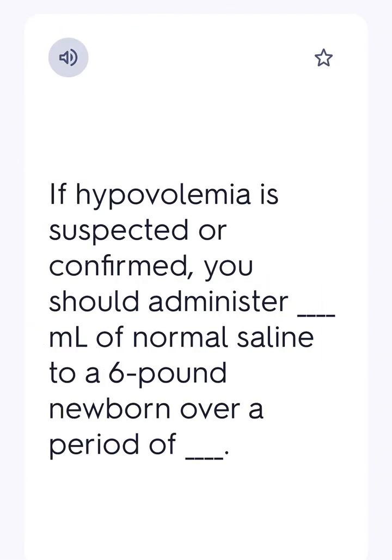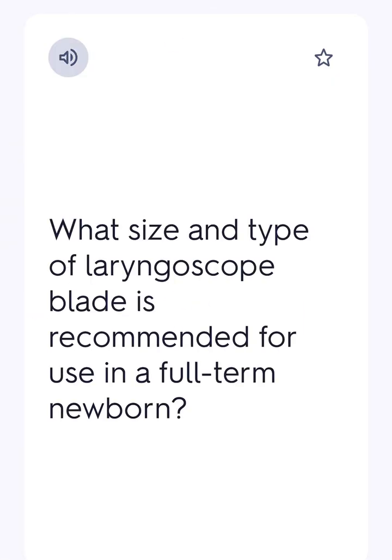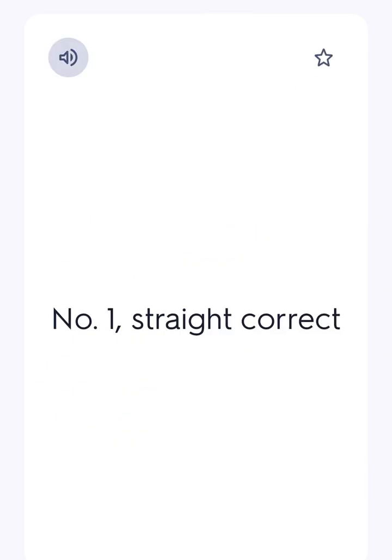If hypovolemia is suspected or confirmed, you should administer blank ml of normal saline to a 6-pound newborn over a period of blank. 27, 5 to 10 minutes. What size and type of laryngoscope blade is recommended for use in a full-term newborn? Number 1, straight.